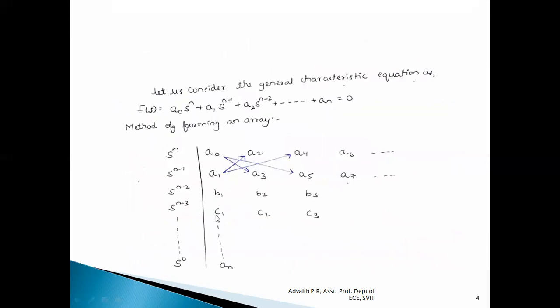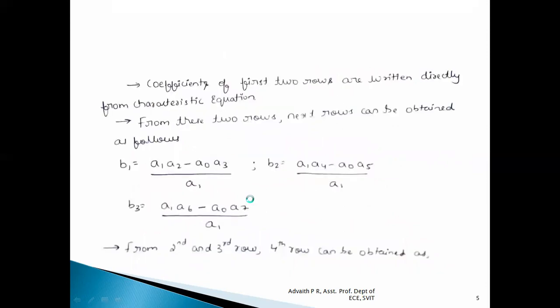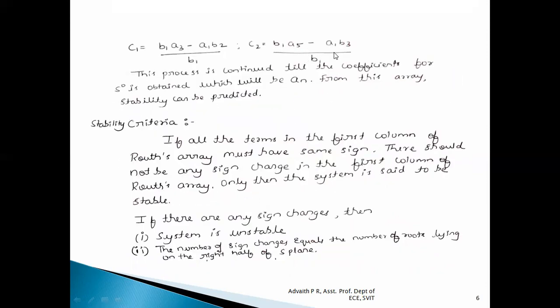C1 will be equal to B1 into A3 minus A1 into B2, divided by B1. C2 will be equal to B1 into A5 minus A1 into B3, divided by B1. So this process will be continued till the coefficients up till S0 are obtained, and from this array stability can be predicted. Now, how to predict the stability?